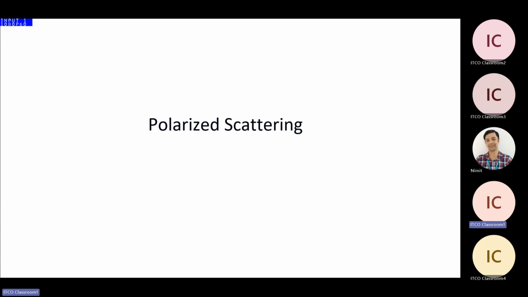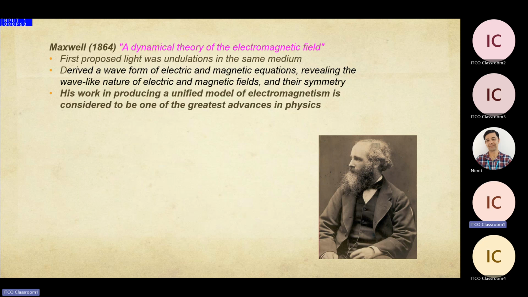It's a lot to do. Polarized scattering. So this isn't something that Zhangping talked about, so this is going to be a little new. So Maxwell, in 1864, first proposed that light was undulations in the same medium, derived a waveform for electrical and magnetic equations, and his work in producing a unified model of electromagnetism is considered one of the greatest advances in all of physics.